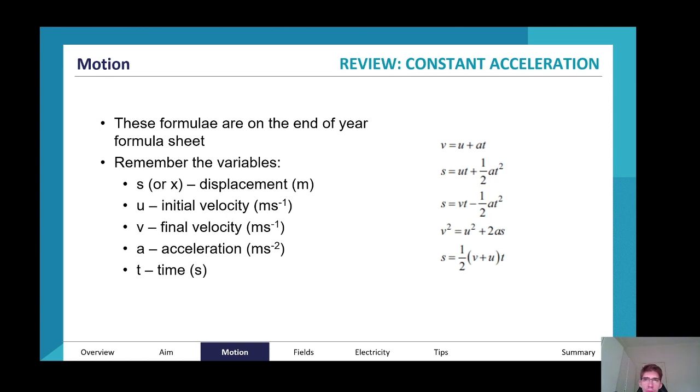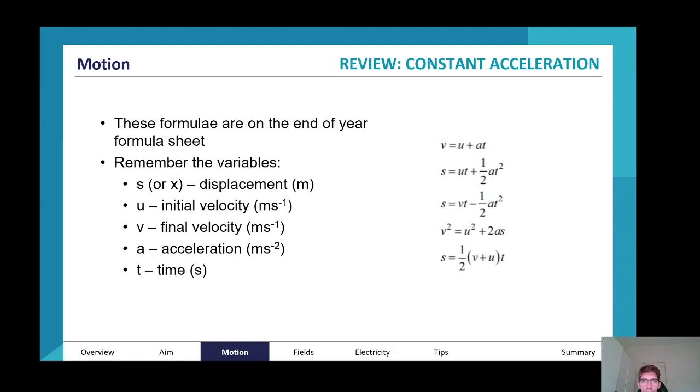All right, so let's talk about motion a bit. Let's get more into it. These formulas are on the end of the year formula sheet, so you don't really need to have them on your cheat sheet. And obviously there are a lot of things that you can or cannot have on your cheat sheet. I have a lot of tips for that as well. But yeah, if we have time, I can cover those tips.